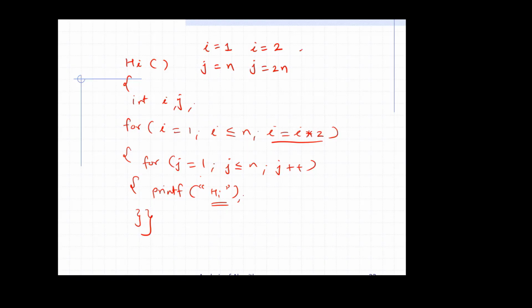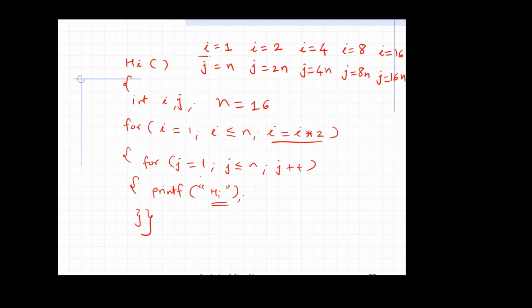What will be the value of i next time? It is going to get multiplied by 2. So next time the value is going to be 4 and j executes 4n times. And next time the value is going to be 8 and it will be executed 8n times. So now let's assume some value of n. Let's say n is equal to 16. So i becomes 16 and j goes to 16n.